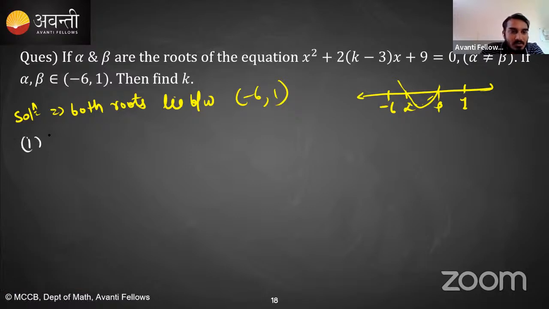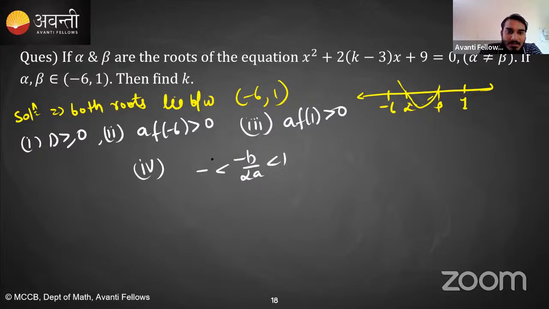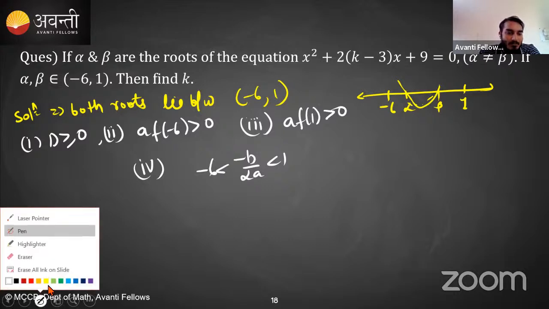First, D should be greater than or equal to 0. Second condition, a into f of minus 6 should be greater than 0. Third, a into f of 1 should be greater than 0. Fourth, minus b by 2a should be between minus 6 and 1. Is this clear? Right? So now let's solve this one by one.